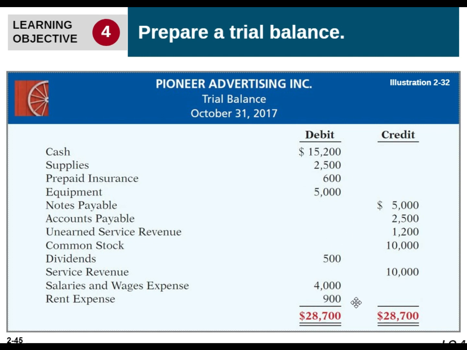Double check this to make sure that the debits are on the debit side and the credits are on the credit side, and the two numbers equal each other. I don't see any issue. I believe I did my work correctly in the journal and in the ledger, and the numbers equal. So I am done at this point.